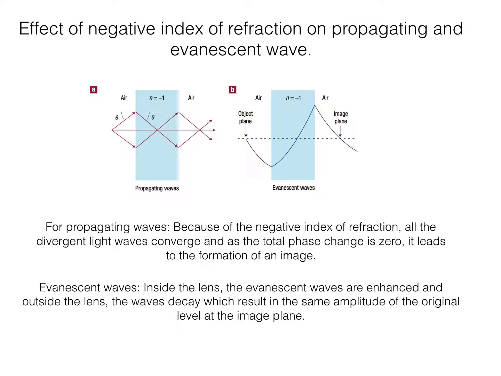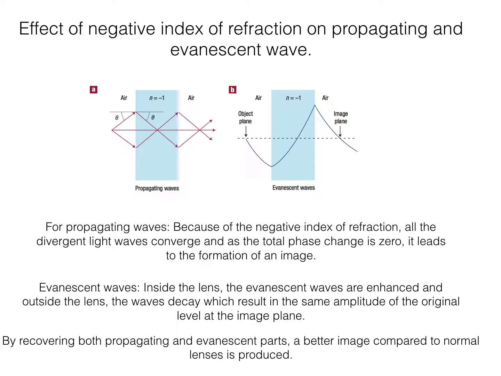Evanescent waves. Inside the lens, the evanescent waves are enhanced, and outside the lens the waves decay, which results in the same amplitude as the original level at the image plane. Thus, by recovering both the propagating and evanescent parts, a better image compared to normal lenses is produced.